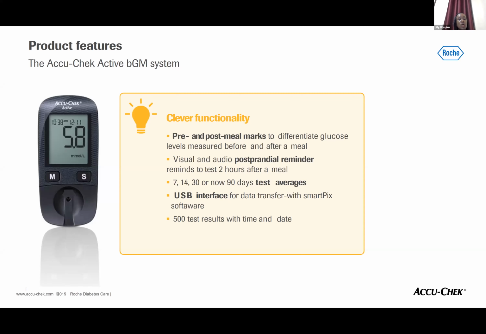This meter also comes with a USB interface for data transfer. With Accu-Chek Active, to transfer data we use software called the SmartPix software. This is downloaded on a doctor's personal computer, and the patient just needs to bring the meter, and the doctor downloads the results using a normal USB cable like the one used for charging the phone. They are able to see data in the form of a graph, and the doctor is able to make quick therapeutic decisions because they can see what is happening and understand the variability of blood glucose. Over and above that, it comes with 500 test results with date and time.